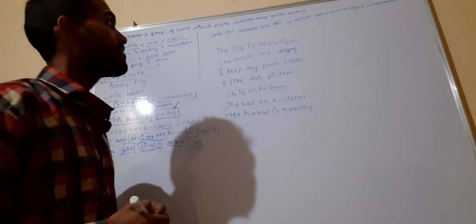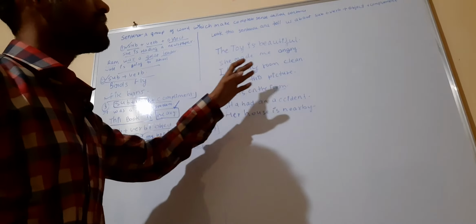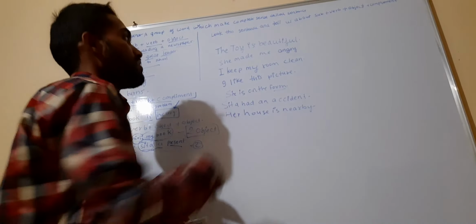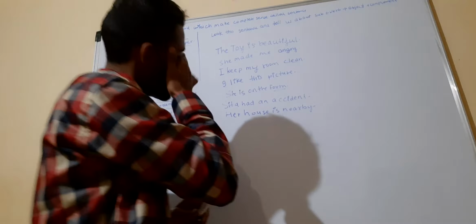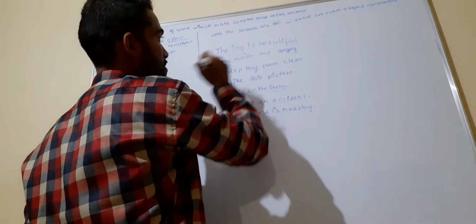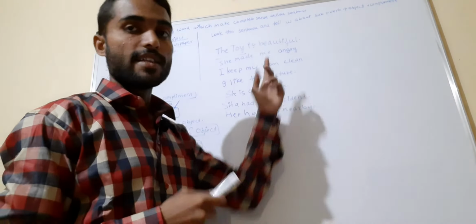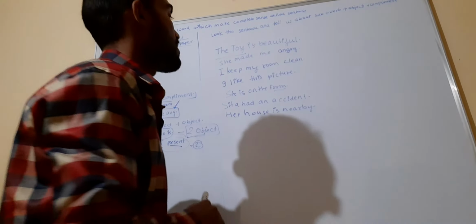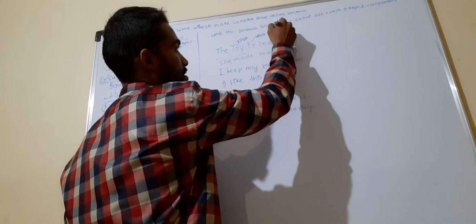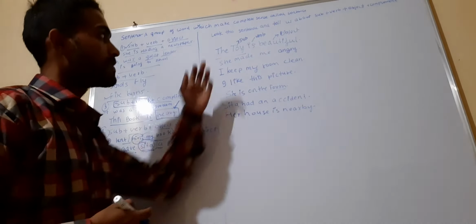Now look at the sentences. I have written some sentences for you, and look at these sentences, and then tell me what is the subject, what is the verb, what is the object and what is the complement here. So I will discuss "The toy is beautiful." What is the subject here? You will say, sir, the toy is the subject here, and after that is the verb, and then beautiful is the object here. So subject, then verb, then object.